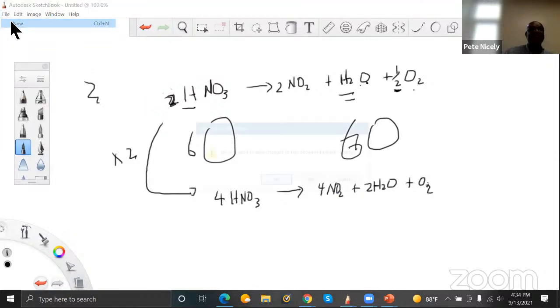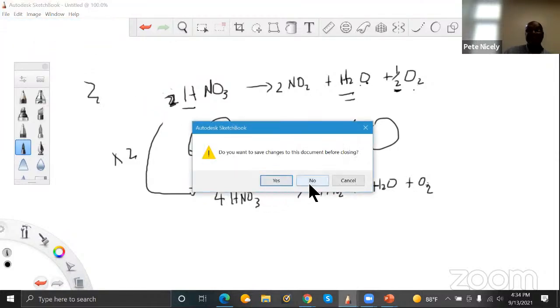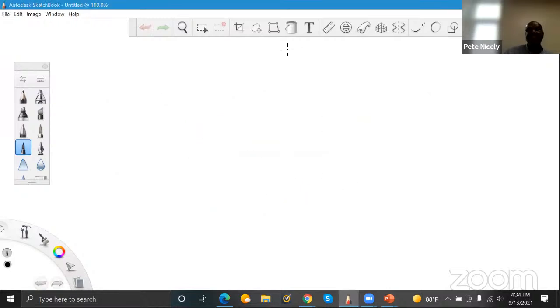So let me talk about that. Let me get out of this here. Okay, so there's a group of compounds known as organic compounds, and these are mainly compounds of carbon.